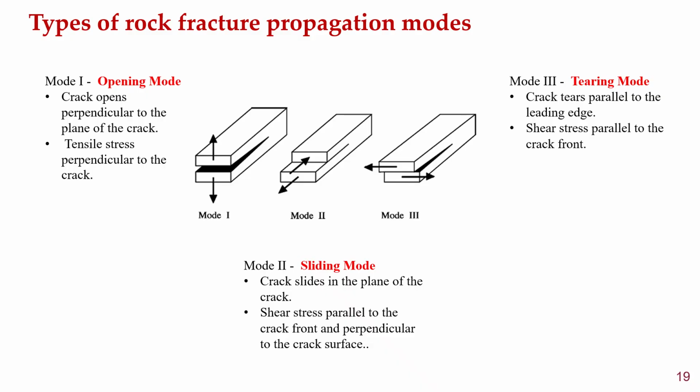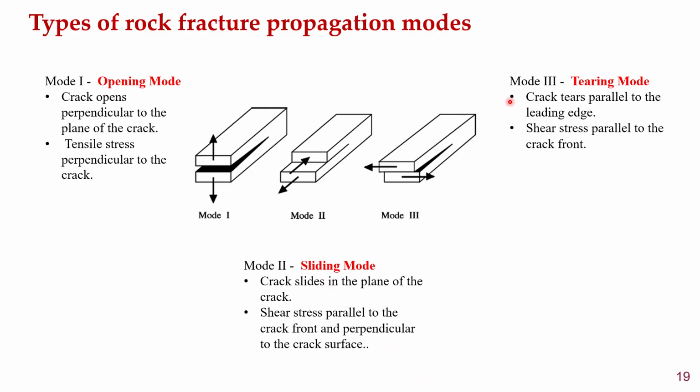Mode 2 would normally measure shear stress, where the crack slides in the plane of the crack and the shear stress is parallel to the crack front and perpendicular to the crack surface. Mode 3 is the tearing mode, where the crack tears parallel to the leading edge. So you have a leading edge and the crack is tearing parallel to it. Shear stress is parallel to the crack front. So the crack front and the shear stresses are in the same plane, parallel to each other.